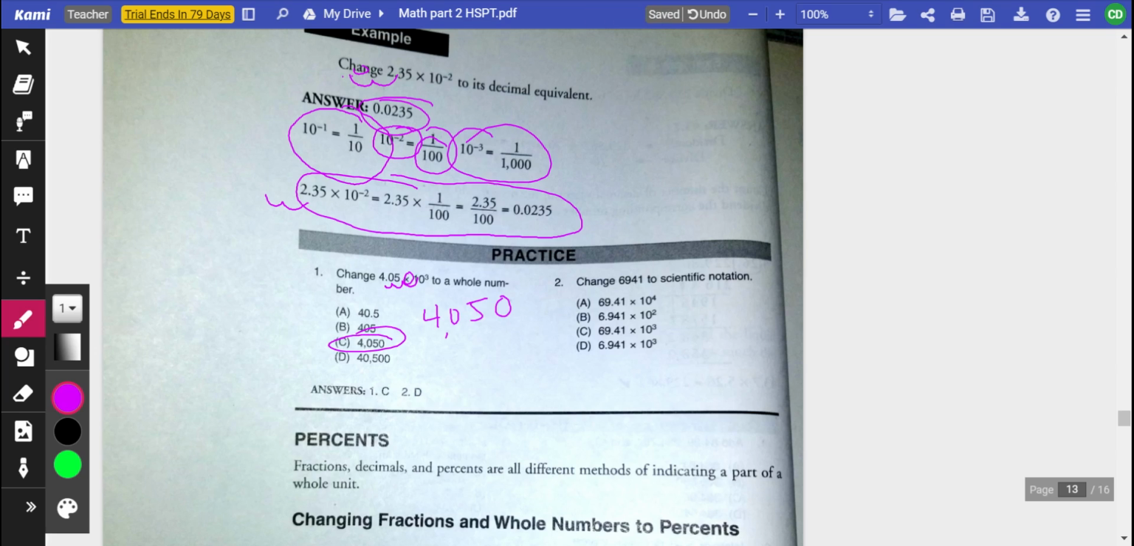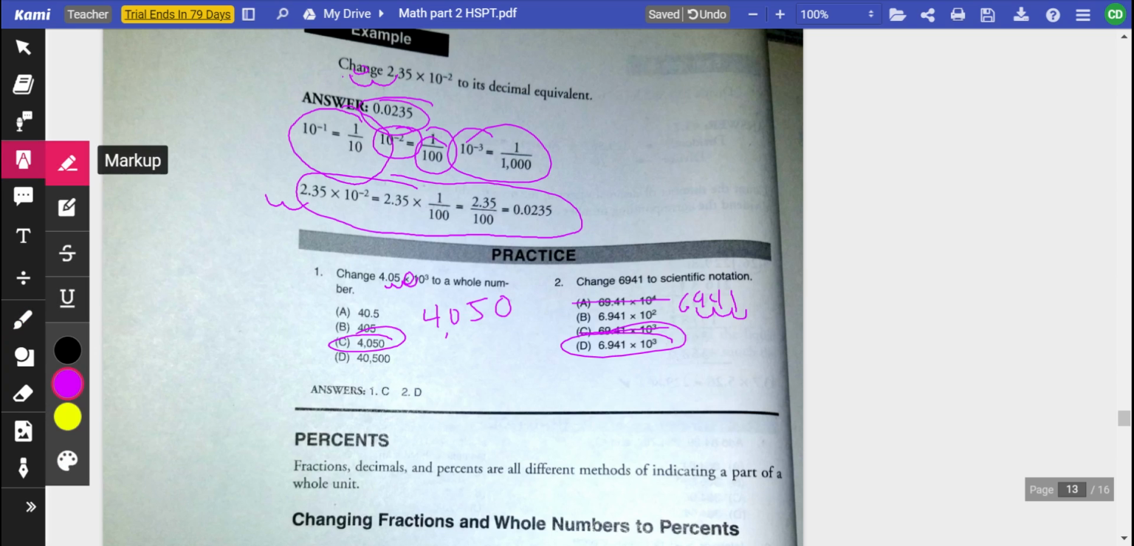Then over here, they ask us to change 6,941 to scientific notation. The decimal is understood at the end. So I'm going to move my decimal point 1, 2, 3. Technically, I'm ending up dividing by 1,000. So we end up with 6.941. Also, first and foremost, just looking at these answers, this is wrong. It's not in scientific notation. This is wrong too. It's not in scientific notation. It should always be a single digit in the ones place and then decimals after it. So it's between these two, and we already know it moved 3 places. So it's D. That's it.